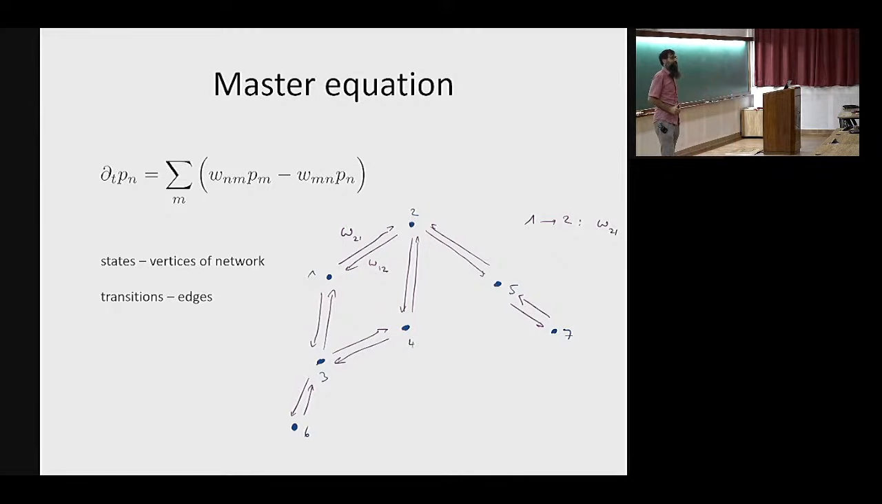This is somewhat confusing in the literature. One of them is easier to read, and the other is more consistent if you write this as a matrix element of a big matrix. And so today I'll use this convention that we read it backwards. Okay, so this is our master equation.